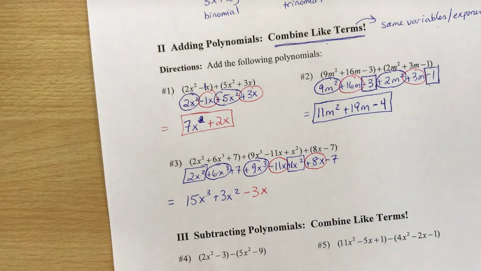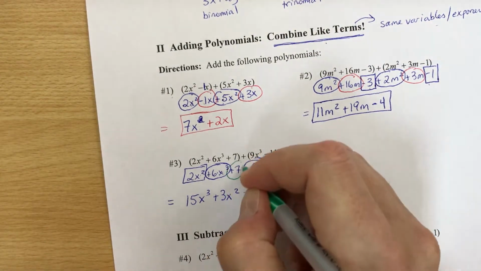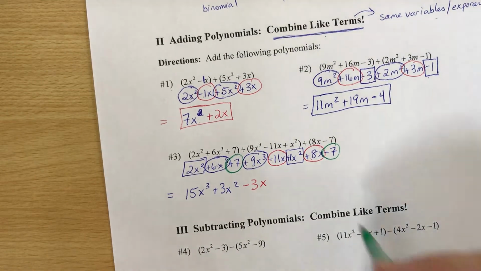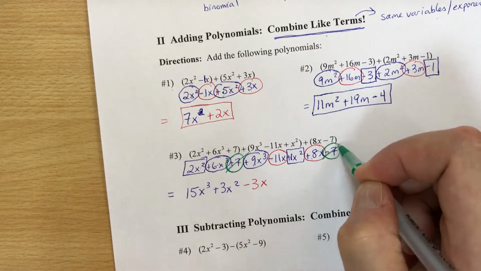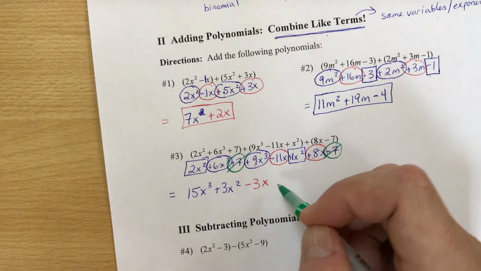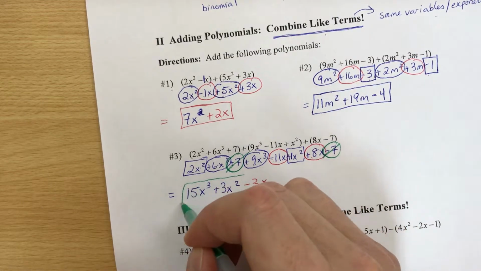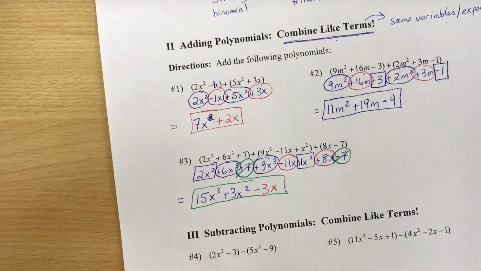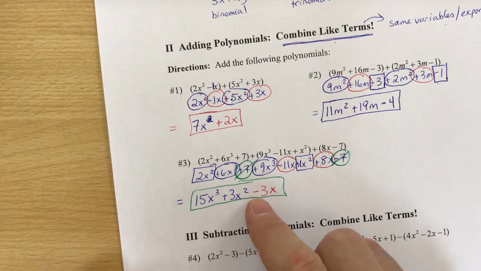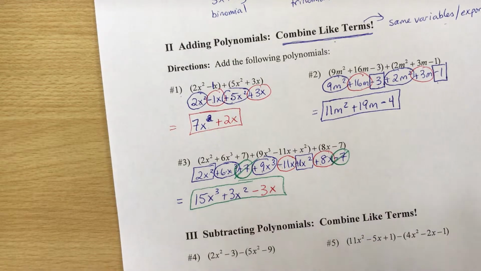And then the last one here, we have positive 7 minus 7. Well, 7 minus 7 is 0. Now you could put plus 0 here, but when you add 0, you get the same thing back. So we can just stop, and that is the solution. That's as far as we go. 15x to the third plus 3x squared minus 3x.